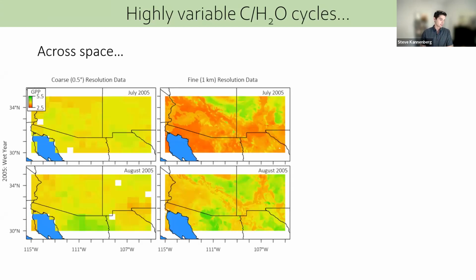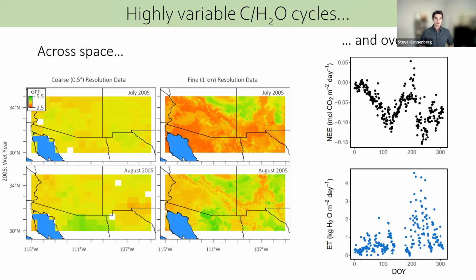So here's an example of just how variable some of these ecosystem fluxes are in this area. This is a graph courtesy of Mallory Barnes of southern Arizona and southern New Mexico, gross primary productivity. And you can see when you're looking at some of these fine resolution data just how heterogeneous GPP is across space. You can't really capture it with a larger resolution. Here's another example of just how temporally variable fluxes of carbon and water are in this ecosystem.